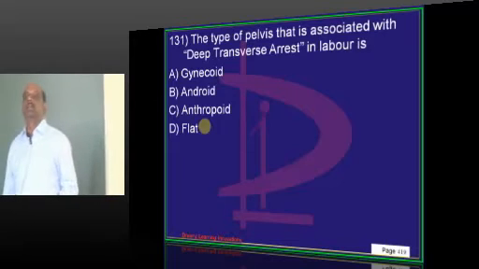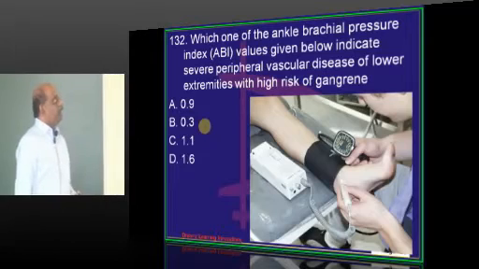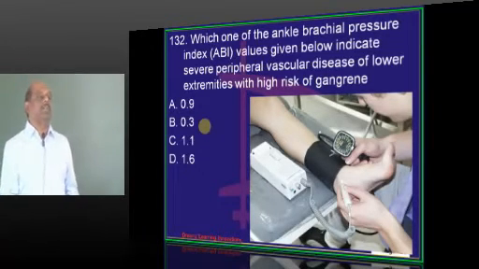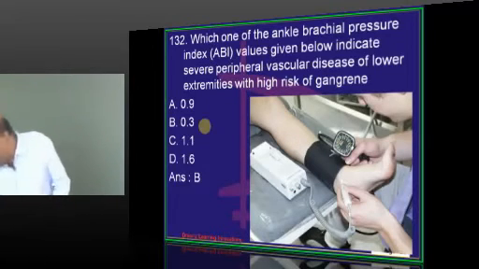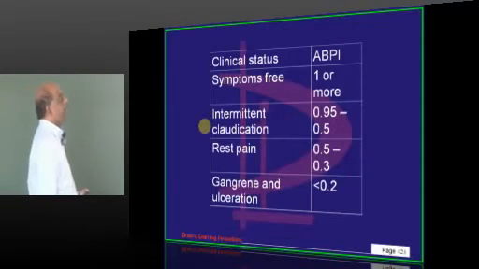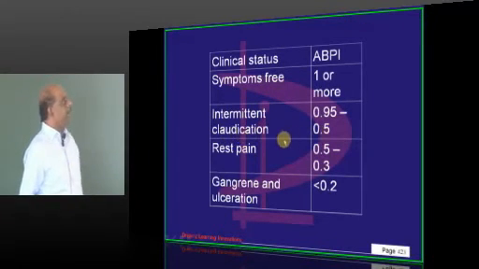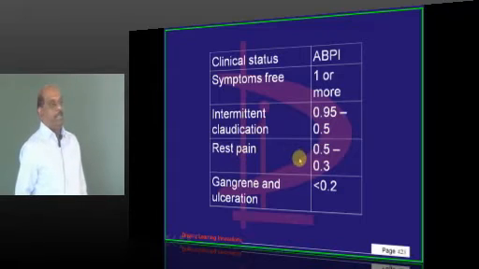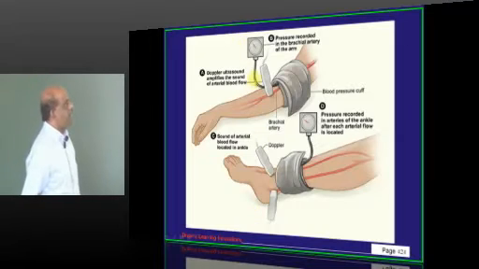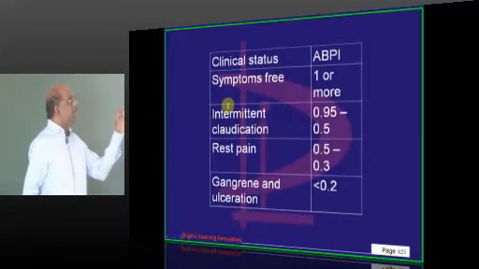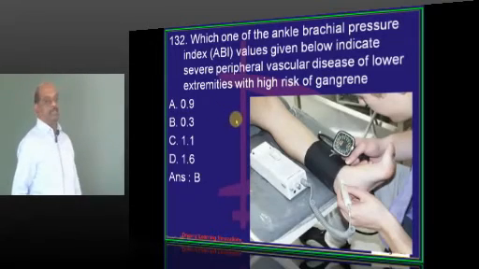Android, deep transverse arrest is what you need to ultimately remember. Point 3: when do you call a critical occlusion expecting gangrene? It is 0.3 that you need to remember. 1 or more, the patient will be symptom free. 0.95 to 0.5, intermittent claudication. 0.3 to 0.5 is rest pain, and less than 0.2 is gangrene and ulceration. Ankle brachial pressure index, ABPI. Definitely one question will come in surgery. Tomorrow's exam.